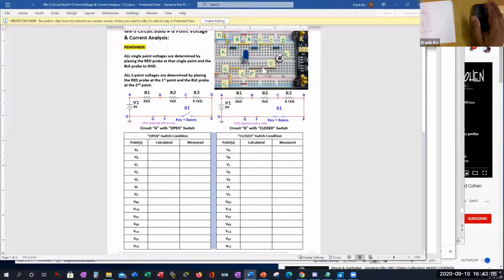Some people did not remember this when they were doing measurements of circuit F. Some of you did not remember that I said, once the LED lights up, that means your circuit is built correctly. What you need to do is pull the LED out and put a jumper wire back in here where the LED was removed. Otherwise, your voltage measurements are going to be wrong.